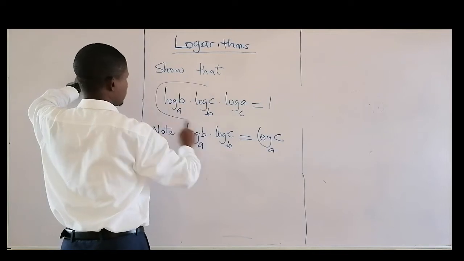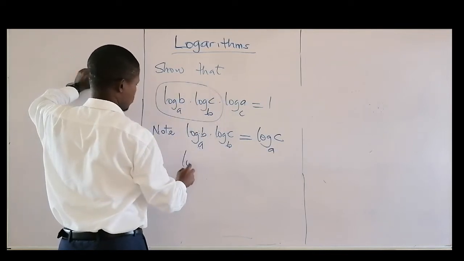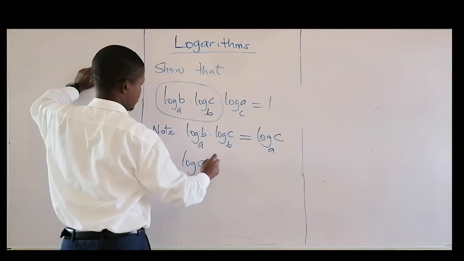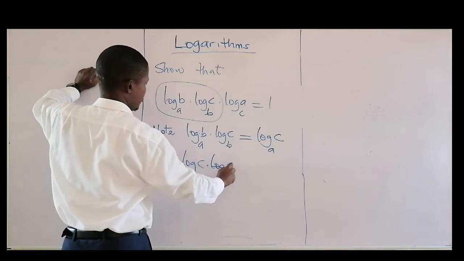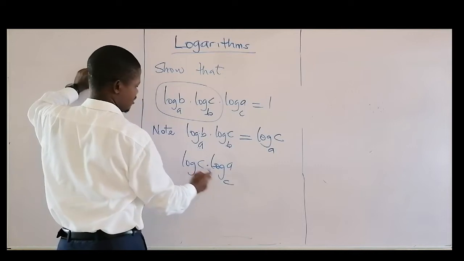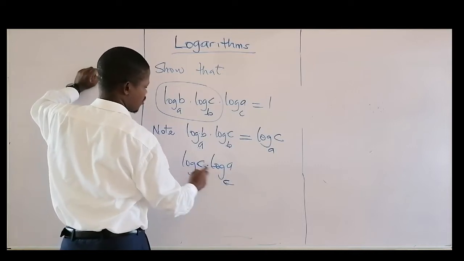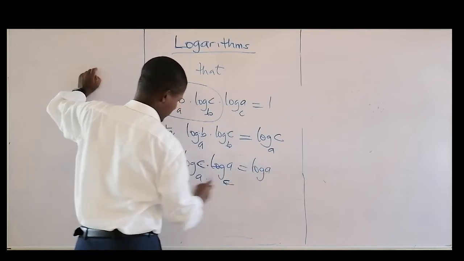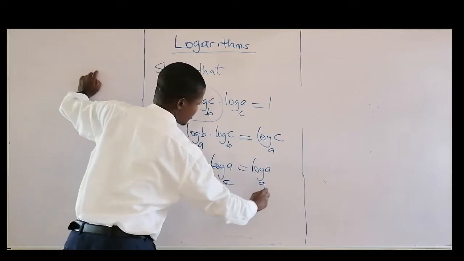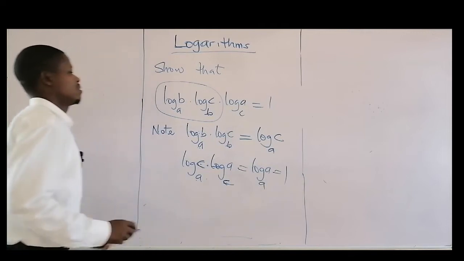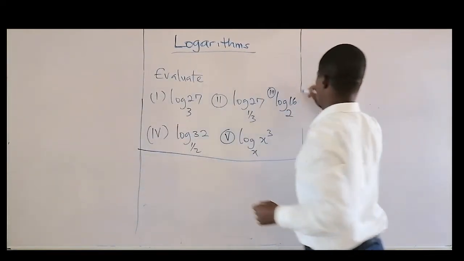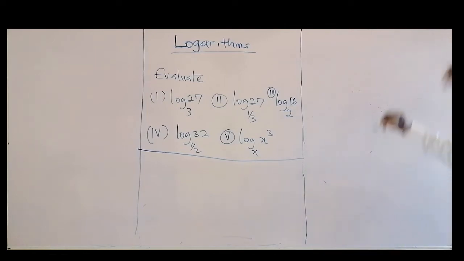So in that case, we can go back here. We know this one now, which is equal to what? Log C base A times log A base C. Check also this one and this one are the same, and that will be equal to what? Log A base A, and that's 1. So let's look at the questions we have here.